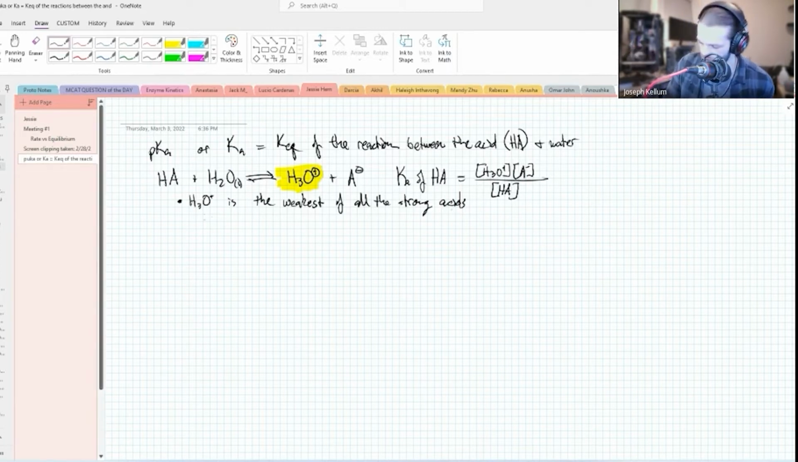And conveniently, the Ka of H3O plus is what defines weak versus strong acid, because the Ka of H3O plus is 1. And I'm going to prove that to you mathematically, because if I want to make H3O plus my acid, we're going to have that same equation that we just did, but now H3O plus is the acid rather than just HA. So we put H3O plus in solution, react it with water. What are my products?